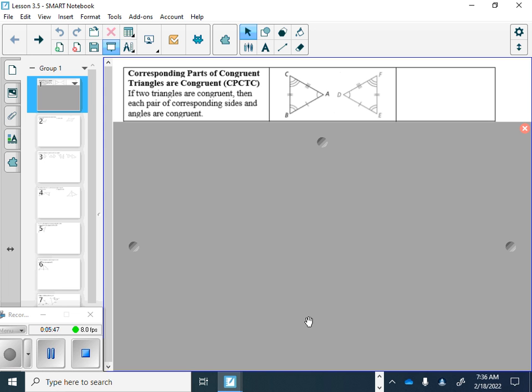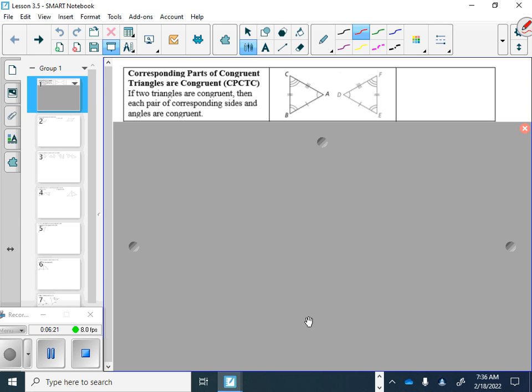Okay. All right. So the first thing we need to talk about is something that is a mouthful, which is why I just abbreviate it as CPCTC. Corresponding parts of congruent triangles are congruent. Hence why I use the abbreviation, because that's a mouthful. Okay? So what that is saying is that if 2 triangles are congruent, then each pair of corresponding sides and angles are congruent. Okay? So what that means is each pair that matches are congruent to each other.